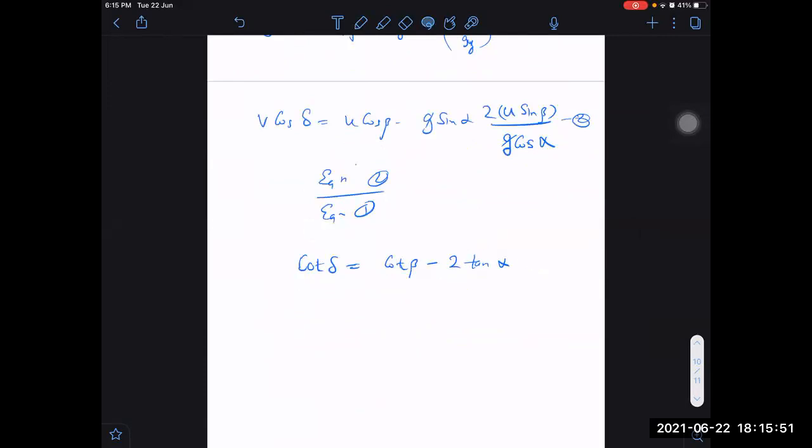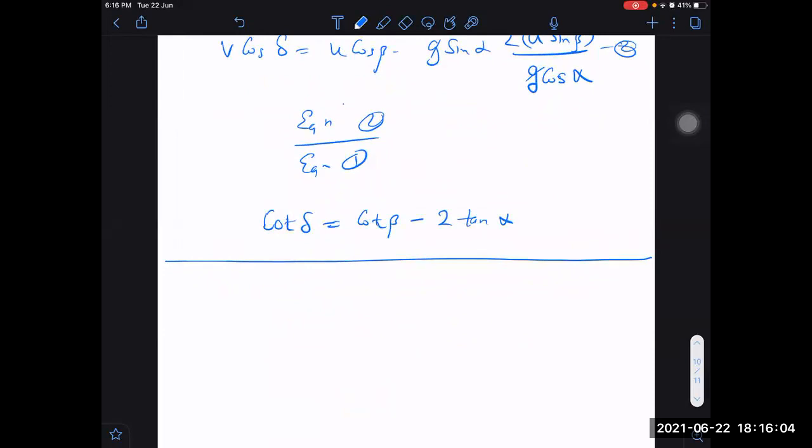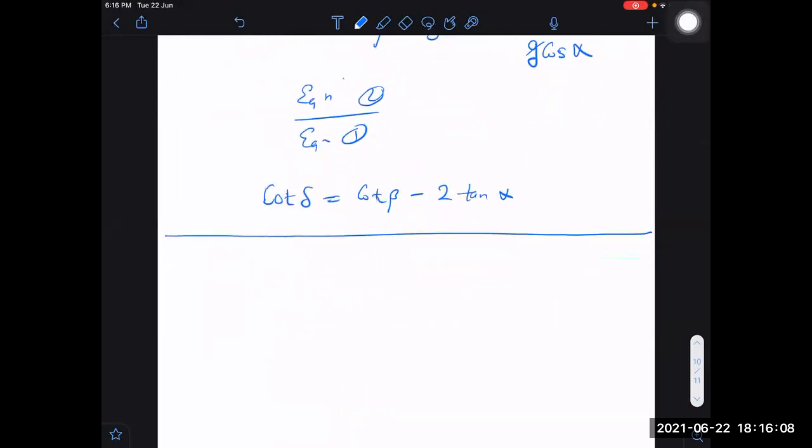Now, I want to tell you something here. You know what is the purpose of telling all this? Cot beta minus cot delta equals 2 tan alpha. It is a very important thing I told you already, but you missed it. I hope next time you remember such tricks. Let me write it in a proper way.